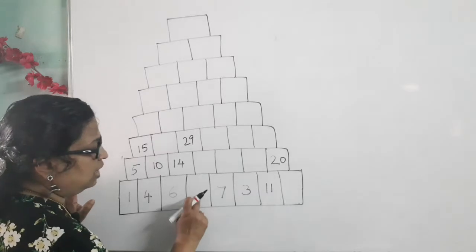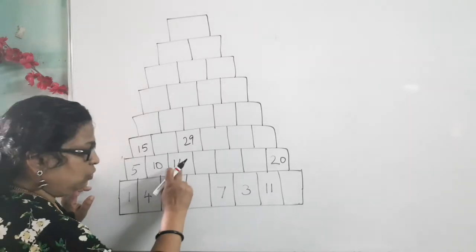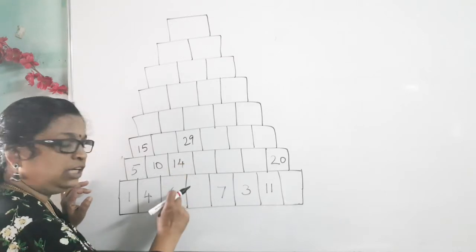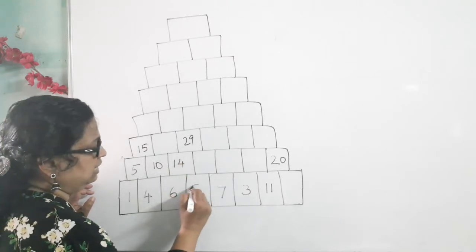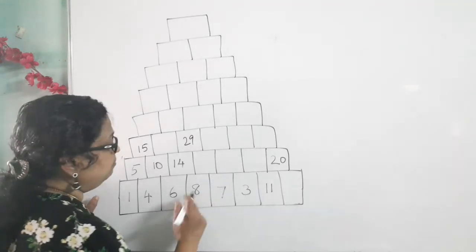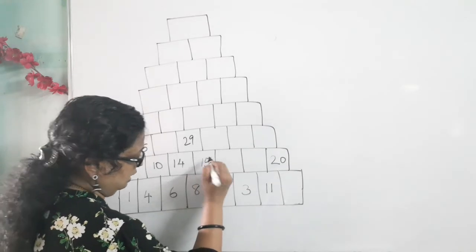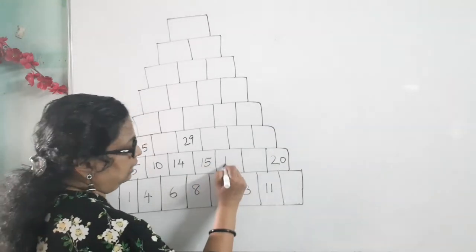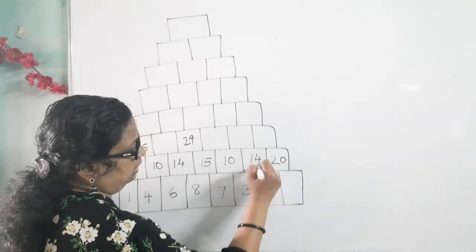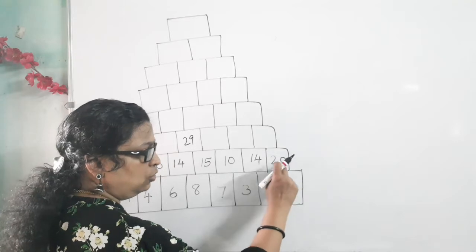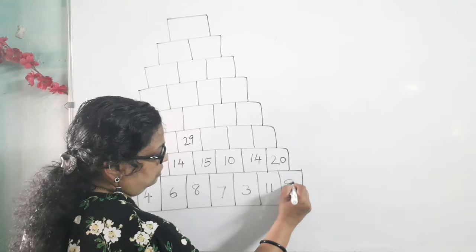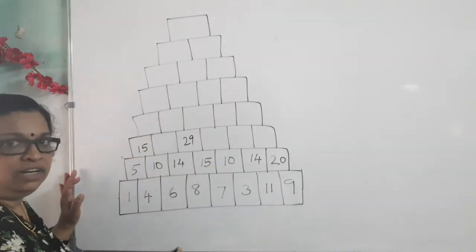Then 6 plus what? 14 is given, and here 6 is also given. So 6 plus what? That is 14 minus 6, we get 8. Then 8 plus 7 is 15, that we write here. Then 7 plus 3, 10, that here. 3 plus 11, that is 14 here. Then 11 plus dash equal to 20, that is 20 minus 11, we get 9. So these two columns we can fill easily.